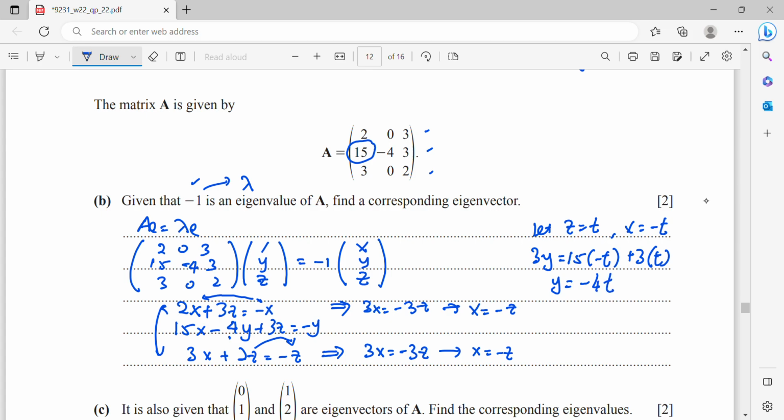Once you have found all this, then just rewrite. So your x, y, z, now your x is minus t, so I may factorize minus t, then I will write 1. Then my y is minus 4t, so once I factorize minus t, I'll be getting 4. And for the z is t, so once I factorize minus t, I'll be getting minus 1. Which means my eigenvector will be 1, 4, minus 1. Okay, so this is how we get the solution.